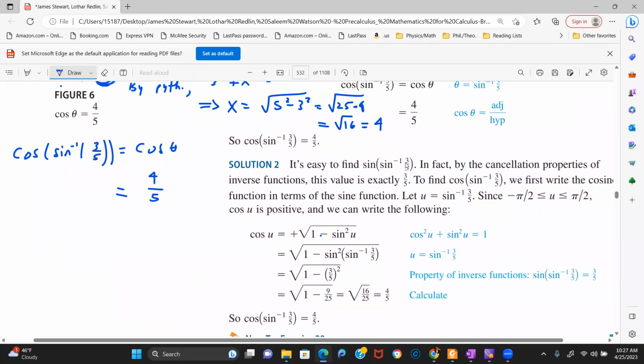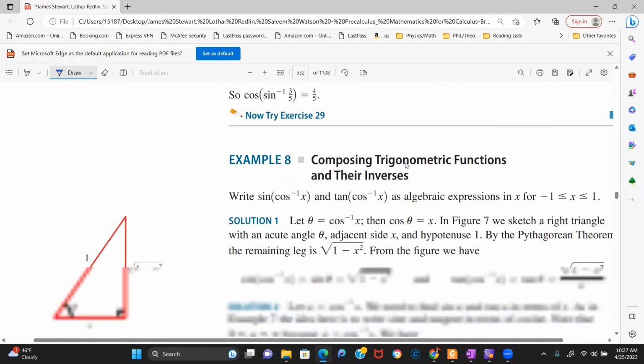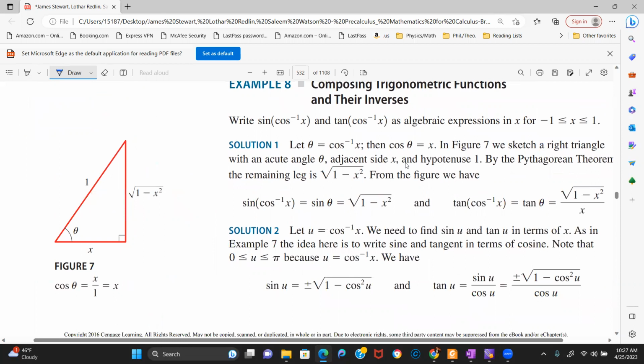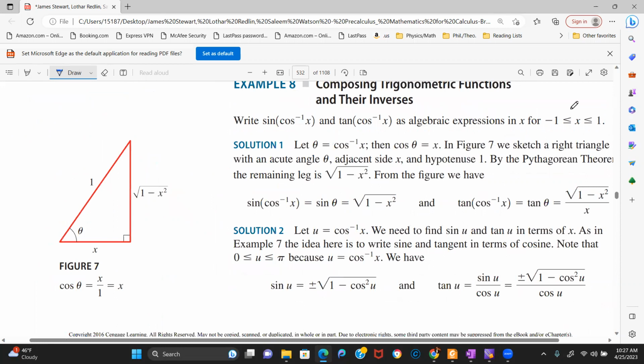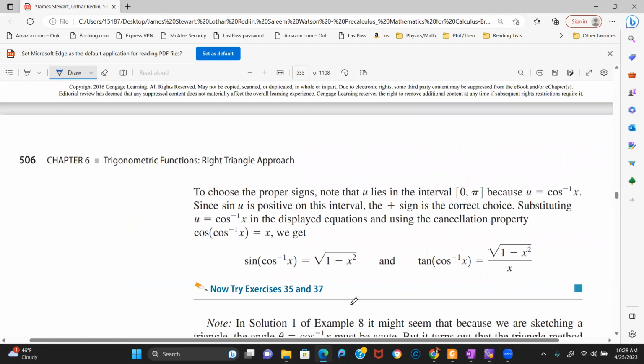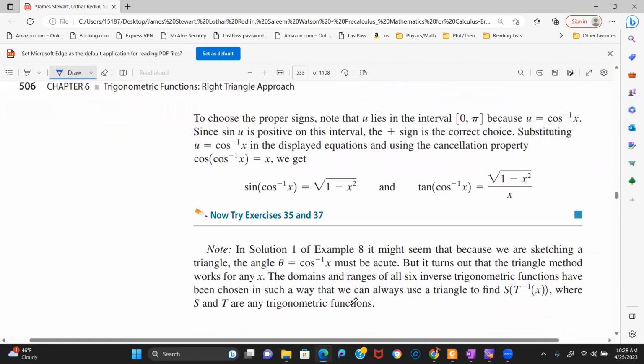There's a second solution. I don't think it's worth going through, honestly. And then, yeah, I don't think this is worth going through either. It's kind of just more or less what we did. What we did was cosine of sine inverse of some number. This is just where the number is now any general number, and you can go through the same exact steps to work out the general case, but I don't think that's helpful for our purposes. We don't need to do that.